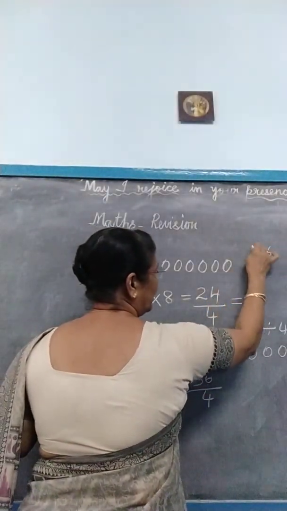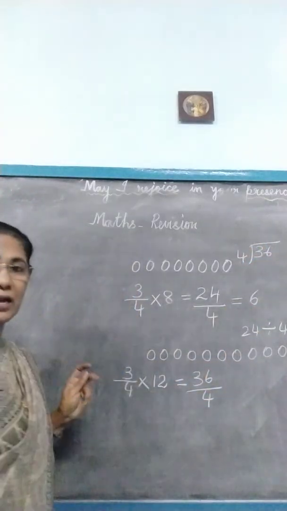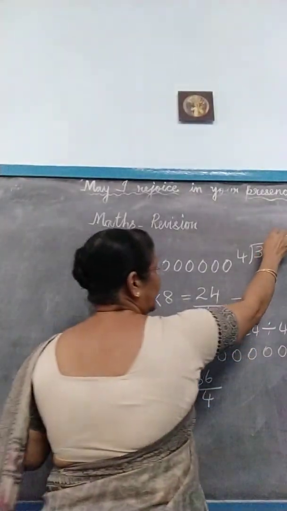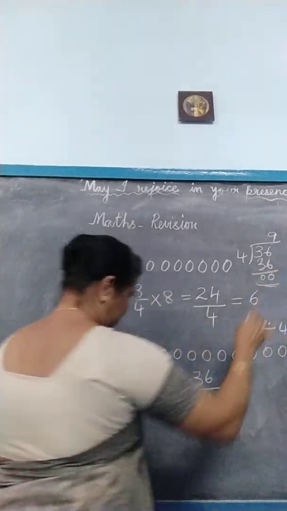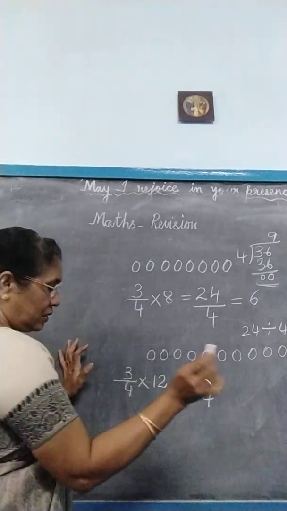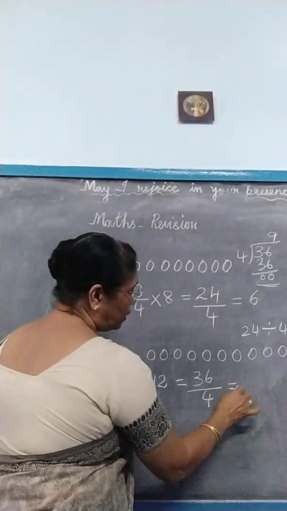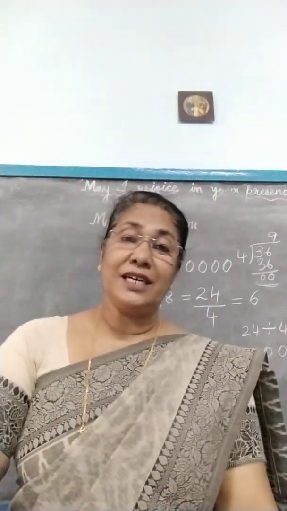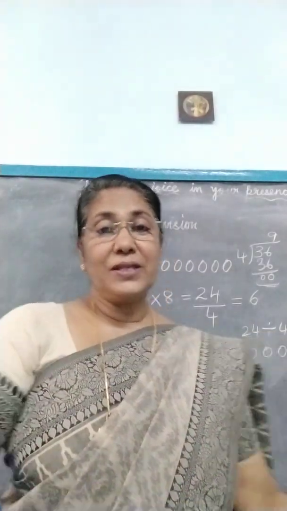36 divided by 4. This is a small number, so take the whole number and say the tables. 9 fours are 36. 9 times 4 goes, 9 fours are 36. So 36 divided by 4, what number do you get? 9. So how many 3 fourths are there in 12? There are 9 3 fourths in 12. This is how you find out.